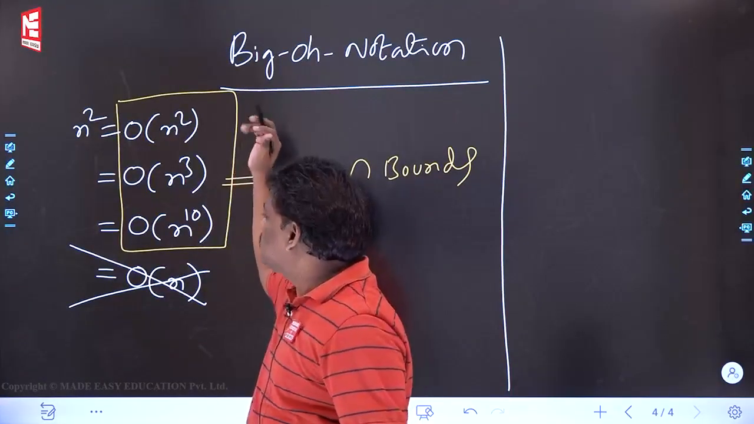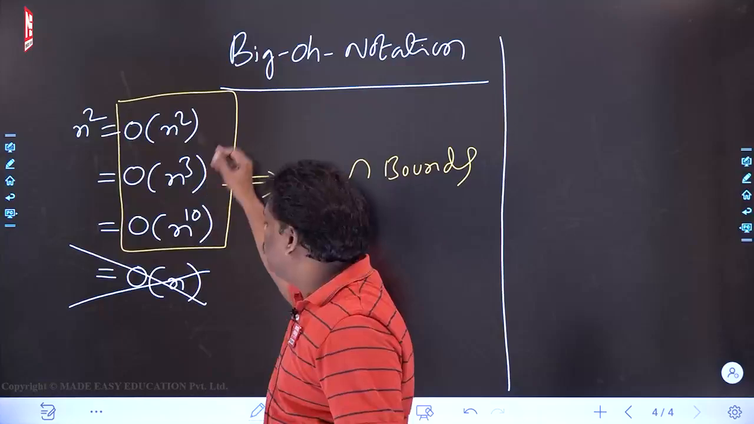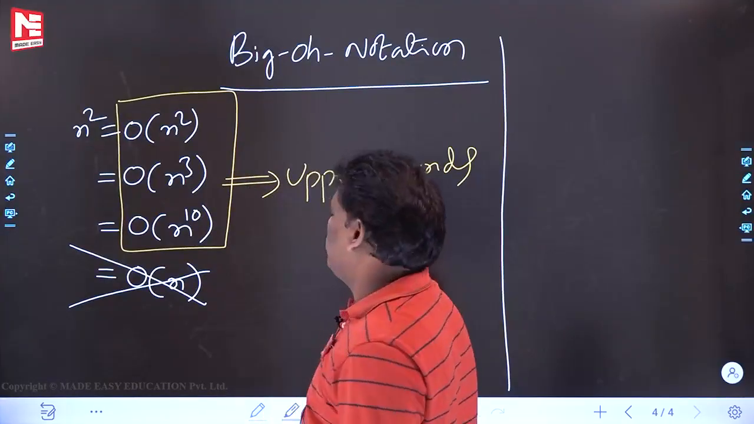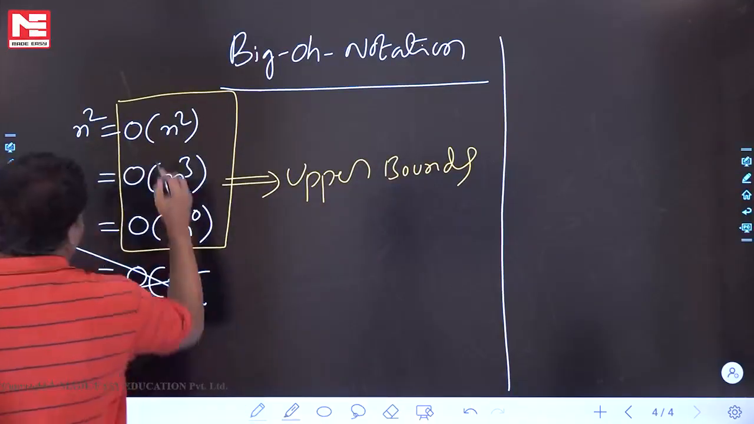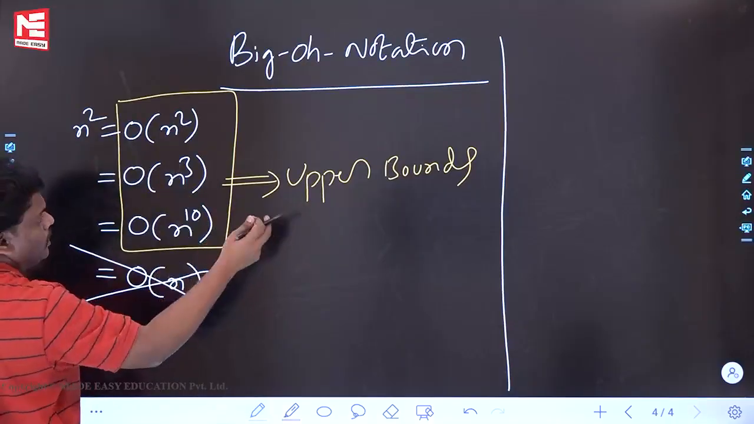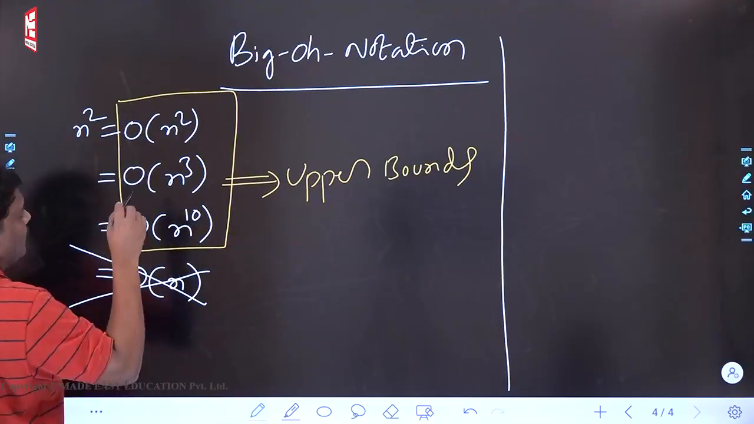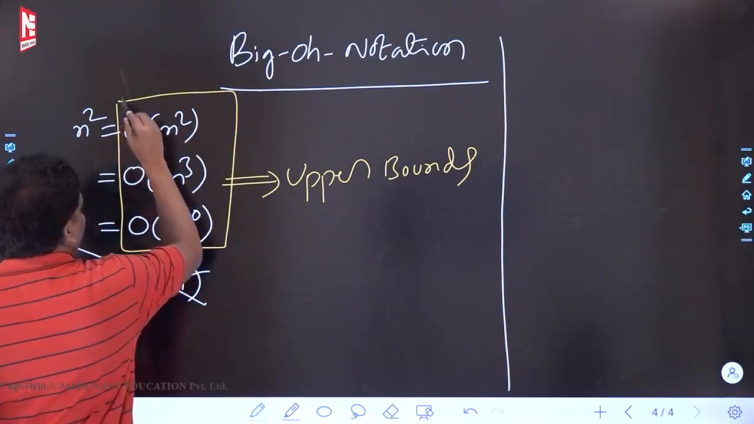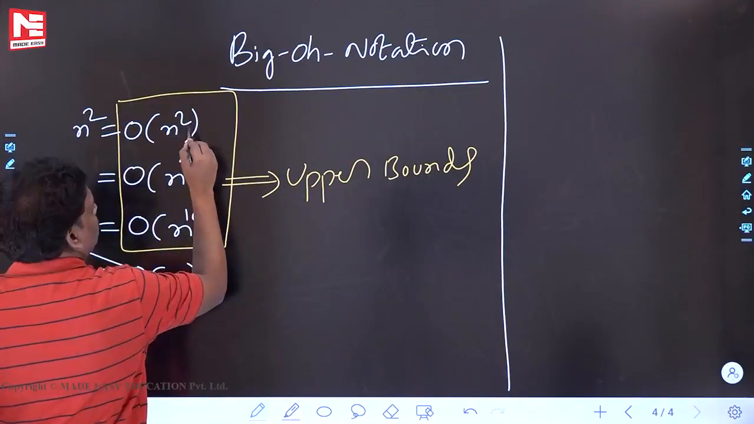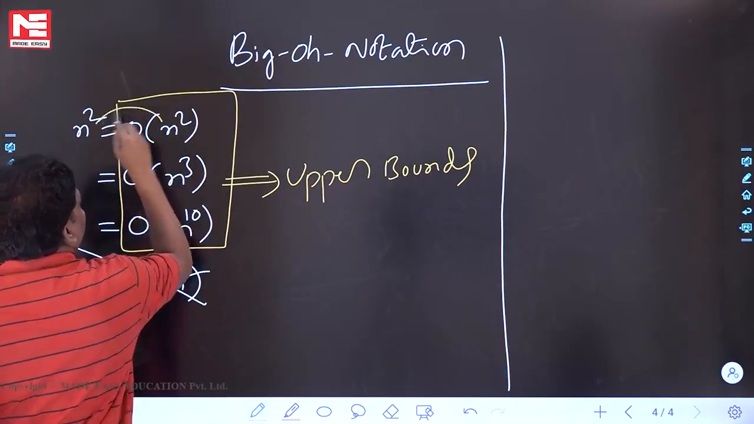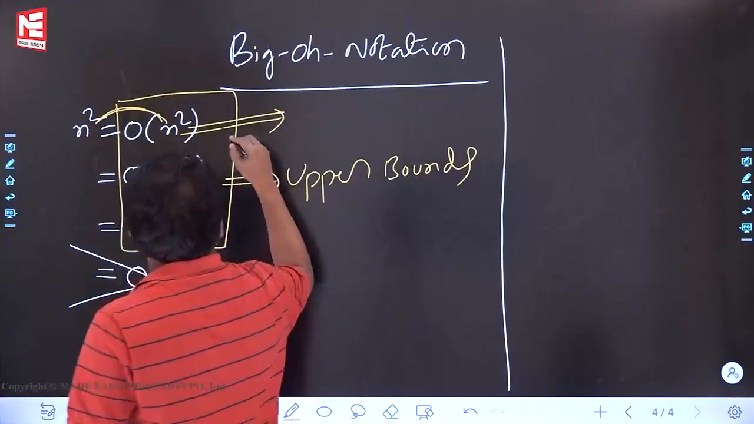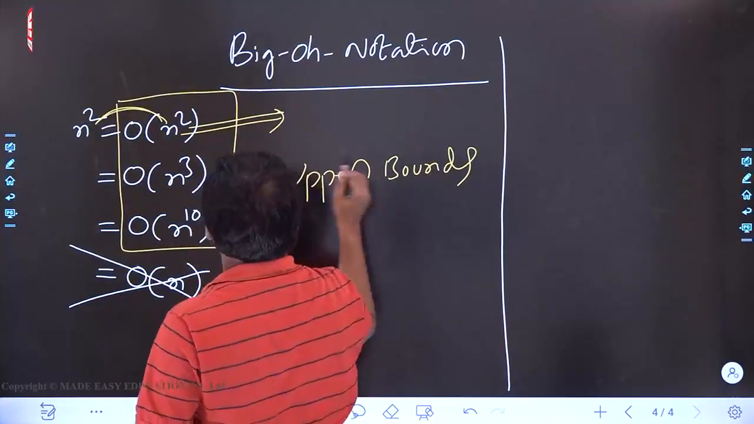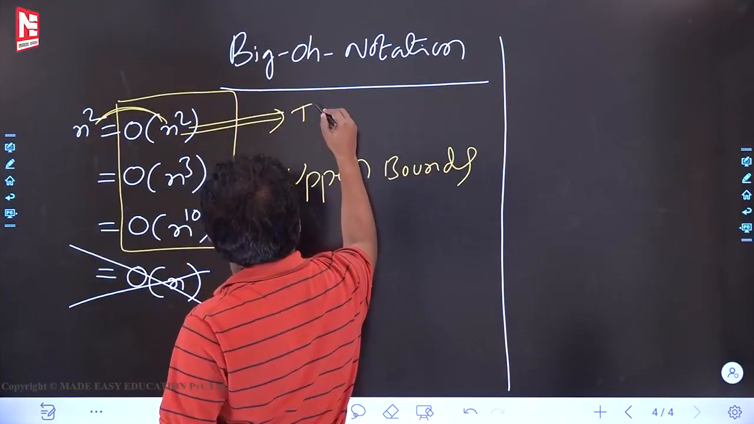Big O notation, right-hand side: either equal or greater functions should be there. Those are known as upper bounds. Greater or equal, that is called an upper bound. See this one: the equal one is an upper bound only, that is okay. Here both are equal. All of these are called upper bounds, and this one is known as the tightest upper bound.